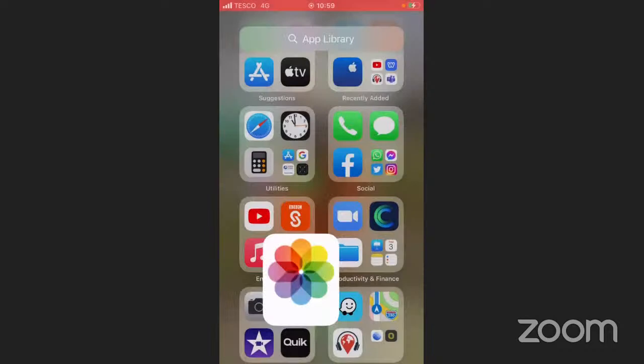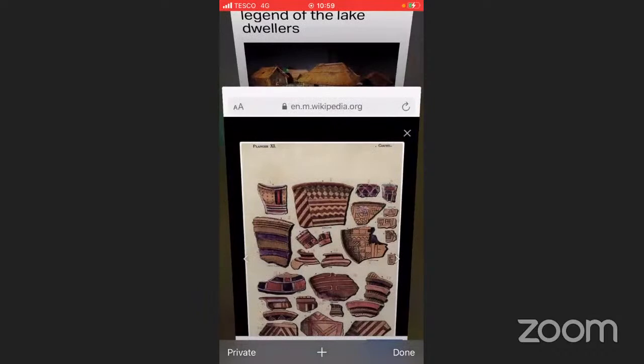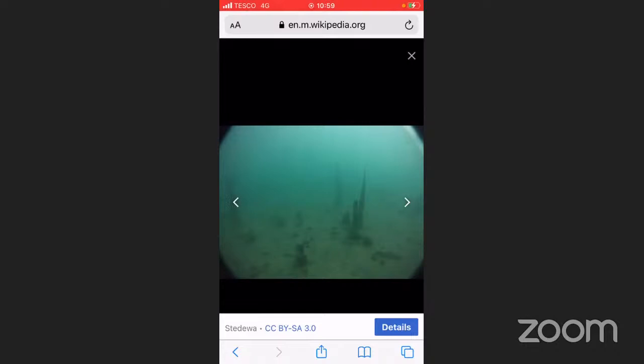So, okay, what we'll do, we'll go back to that, and we'll look at these images. Now, this is rather interesting. There are lots of lakes in Switzerland. It's a lake country, and what they have been finding in the lakes, Lake Geneva and so on, is stakes that represent the foundations of buildings that were raised in the muddy waters of these lakes in Switzerland.